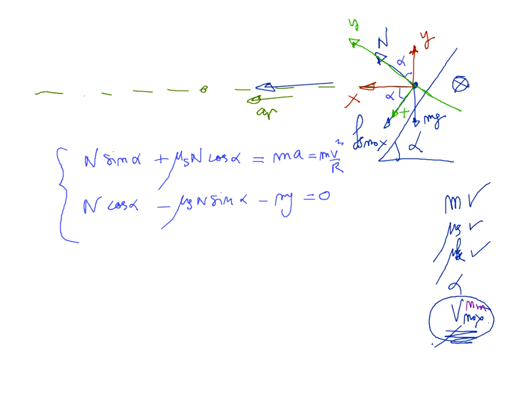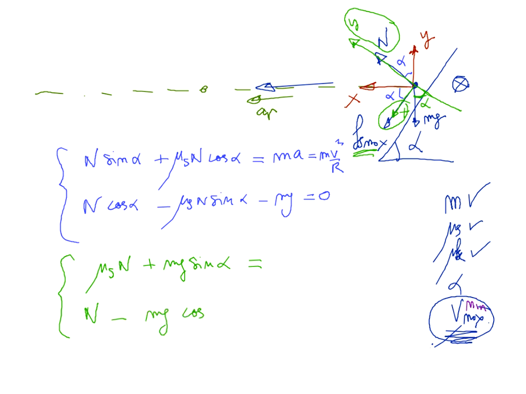N is along Y, so we don't care. Fs max is along X, so we don't care. So we only have the angle for the weight. Therefore, the angle for the weight must be this one. If you project along the X and along the Y, you're going to have mu Sn for X plus mg sine alpha, and in the Y, n minus mg cosine alpha.